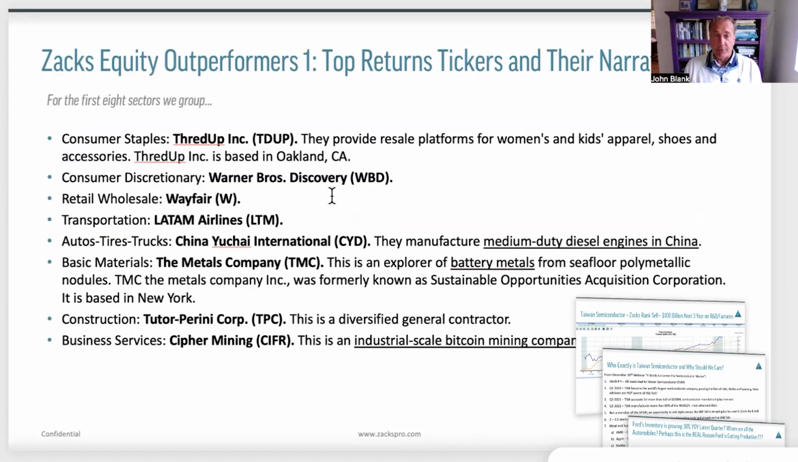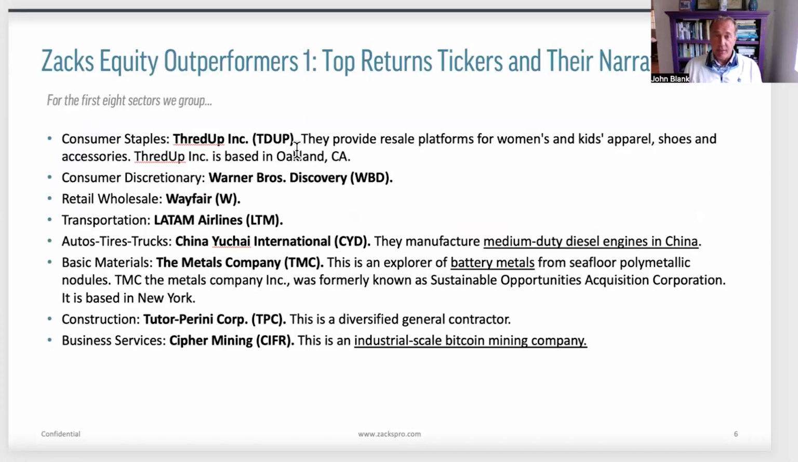First off, consumer staples, ThredUp, ticker TDUP. They provide resale platforms online for women's and kids' apparel, shoes, and accessories. They're based in Oakland. So a great idea in an affordable market is to find a resale platform to sell things, like a garage sale kind of thing.